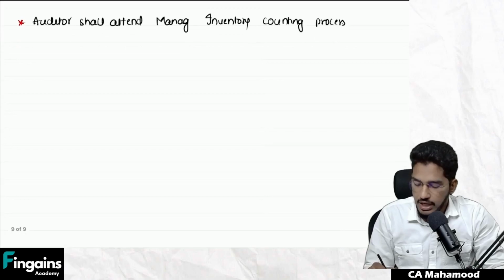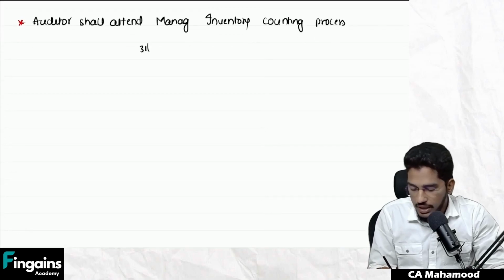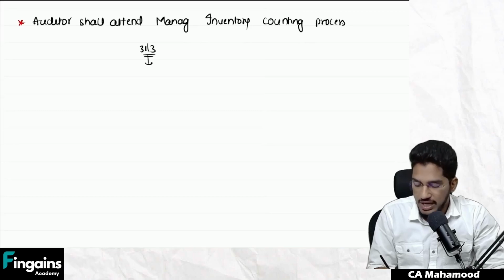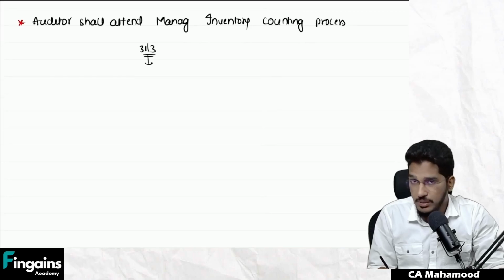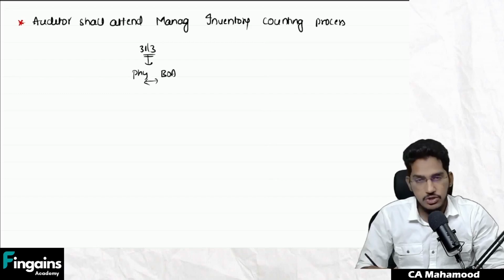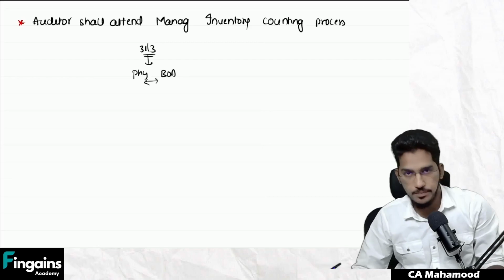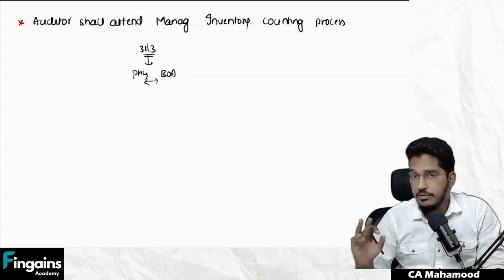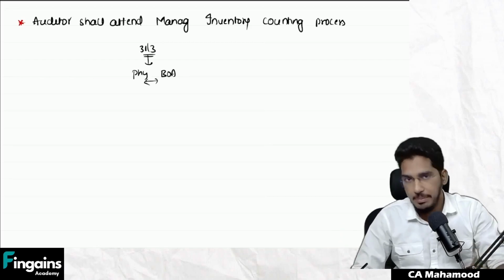See, if the management is doing inventory counting as on 31st of March, we should check whether the stock which they have counted physically as on the balance sheet date and the stock as per books of accounts are matching or not. We need to make sure. If both are matching, well and good. Sometimes management will do the inventory counting on other than the balance sheet date.